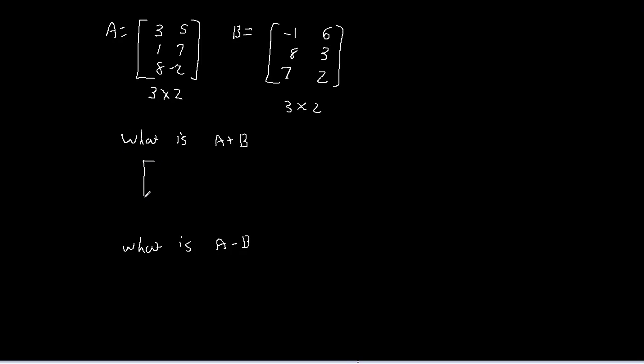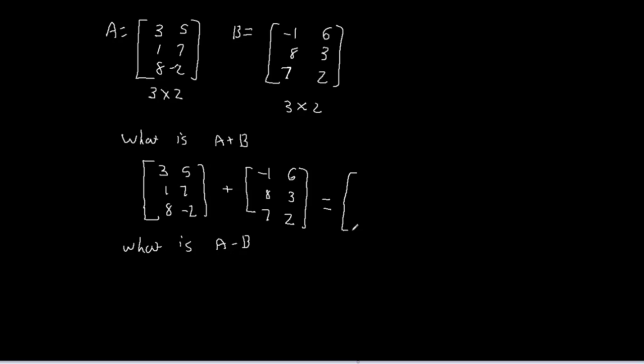Let's rewrite our matrices down here again. A is 3, 5, 1, 7, 8, -2. And then we're adding, and our B is going to be -1, 6, 8, 3, 7, 2. So what do we get? Our inputs are 3 by 2, so our output is also going to be 3 by 2. I'm going to give myself plenty of room here. Just like before, I'm going to do A in red and B in blue to help keep track of where numbers are coming from. So we write down our A numbers: 3, 1, 8, 5, 7, -2.